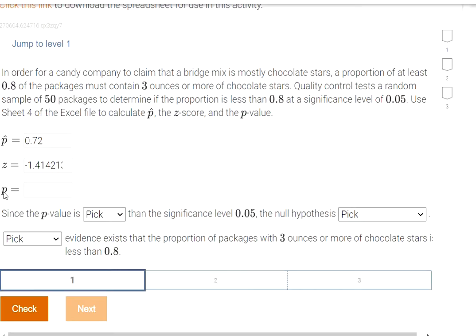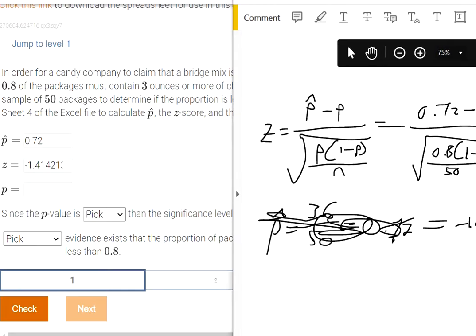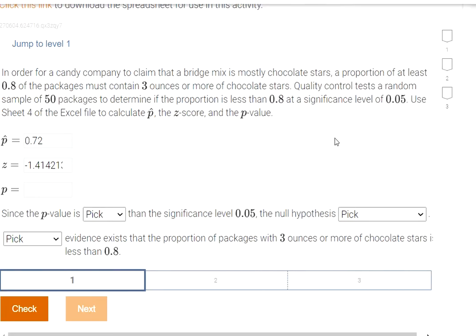But man, I hate this notation. P means the population proportion. ZyBooks shouldn't be doing this. ZyBooks should just write out p-value. I'm going to write them a letter. But this means p-value, not population proportion. The p-value is something that we have to use the hypothesis statement to help us calculate.